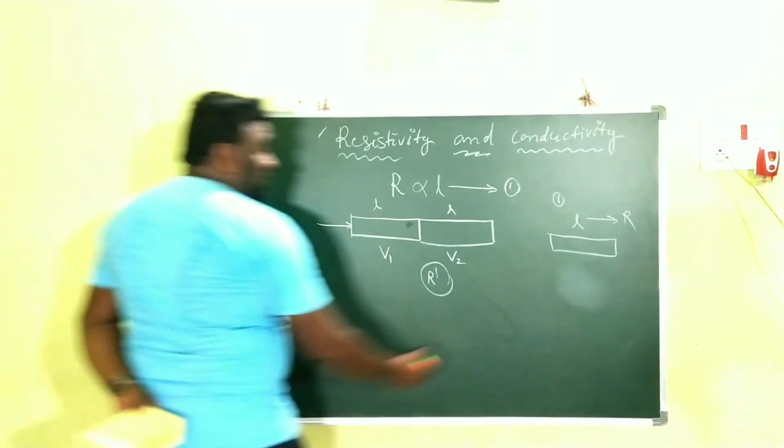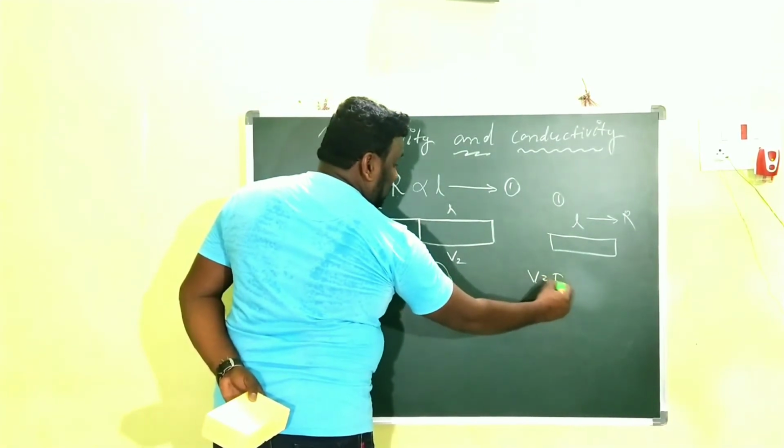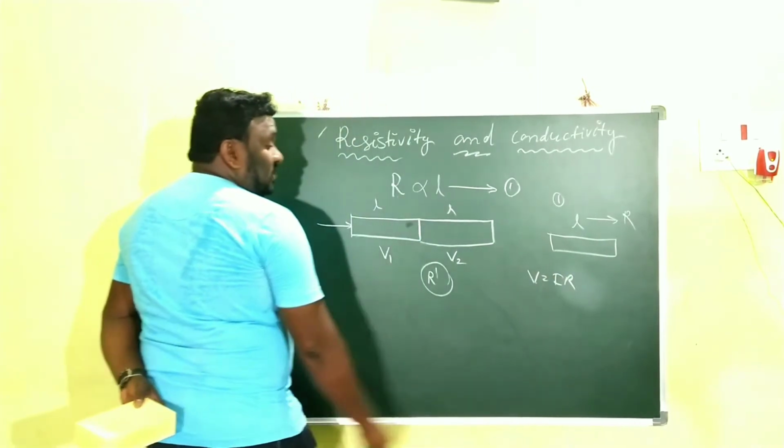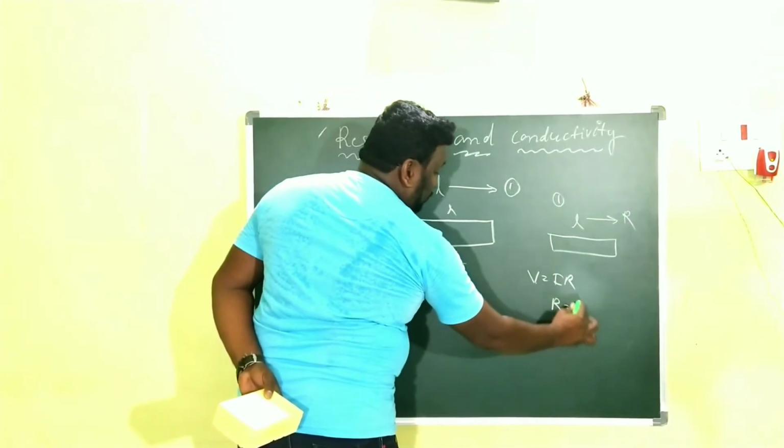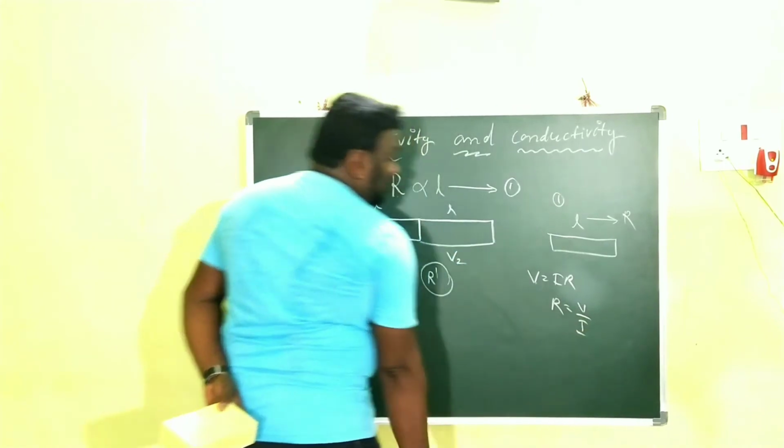Generally what we know, V is equal to IR. Ohm's law. What is that? V is equal to IR. From that, what do we write? R is equal to V by I.